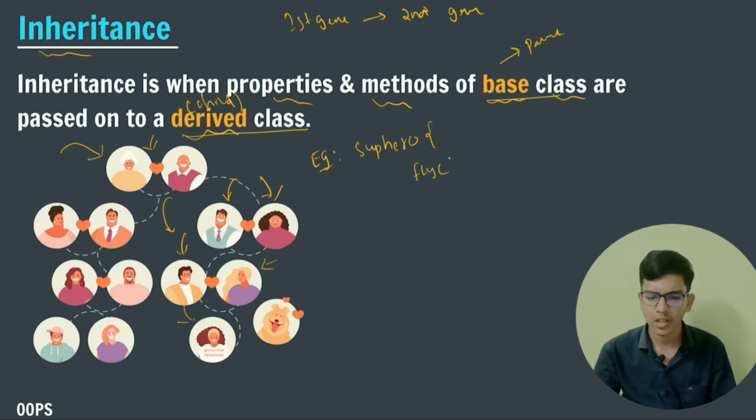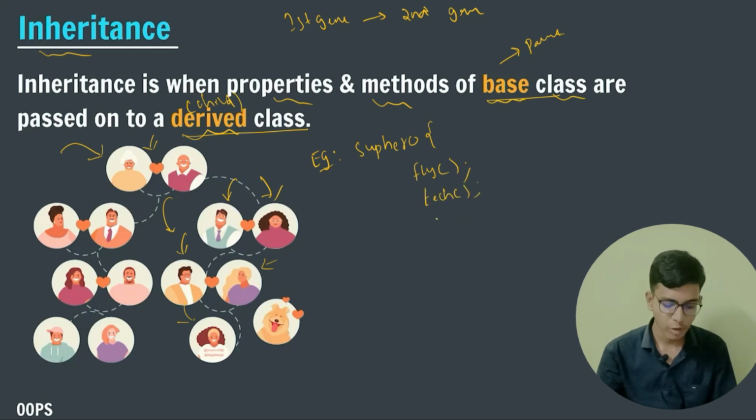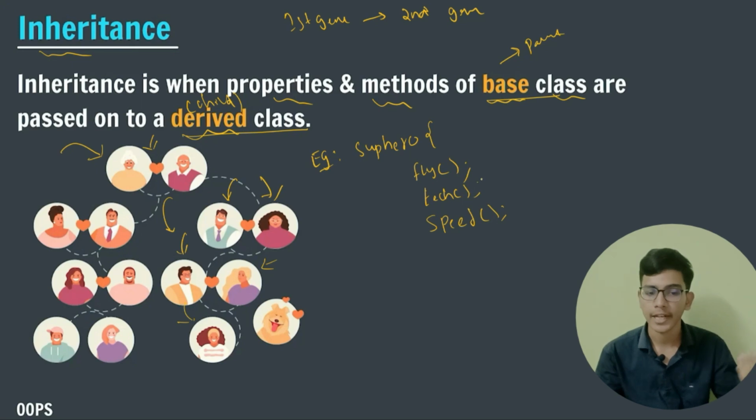So we can write the function of fly, superhero can fly. After it, they use tech, right? Iron Man uses tech. After it, they have speed, so the Flash travels with the speed of light, so they have extraordinary speed, they are speed stars, right? So these are some basic properties of class superheroes.